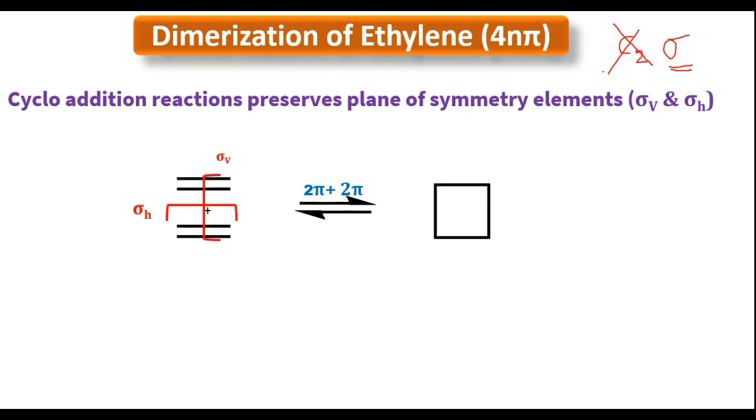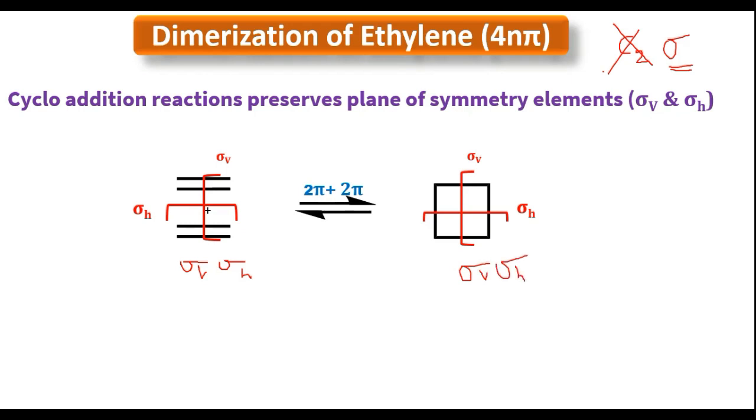So come to the products. Here, the vertical plane of symmetry: the right side part is the mirror image of the left side part. Therefore, the vertical plane of symmetry is present. And using the horizontal plane of symmetry, the bottom part is the mirror image of the top part. Therefore, the horizontal plane of symmetry is present. You can see that in the reactants sigma V is present and sigma H is present. In the same way, in the product both symmetry elements, sigma V and sigma H, are present.